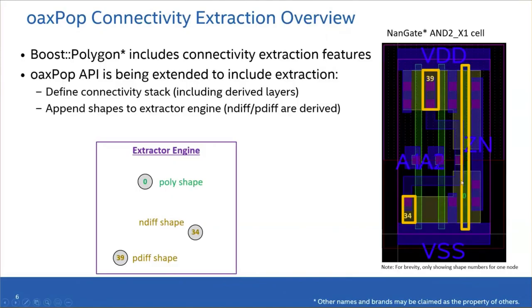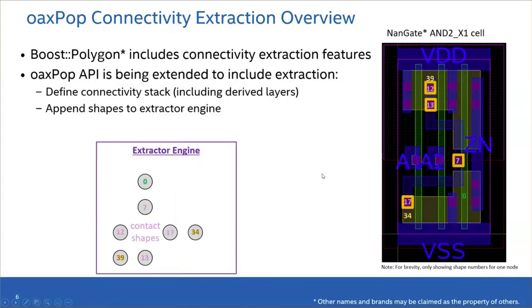Okay. So I'm only really going to be showing the layer numbers for one node on here. I mean, every single shape in this, whether it's going to be extracted as a net or not, is going to have an index assigned to it. All right. So then next are the contact shapes. Those also get numbers, and they get thrown into the extractor engine. And then finally, the single. In this case, I'm just looking at this particular net. Of course, all of the nets are extracted, but I'm going to be highlighting just this net as an example for this case here.